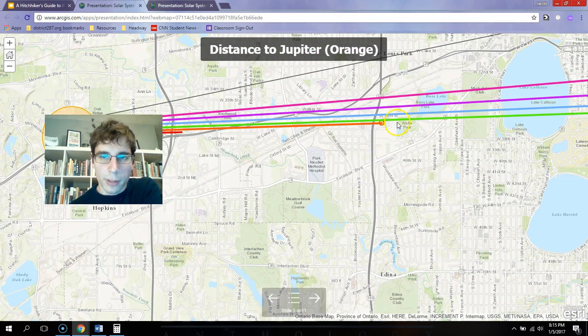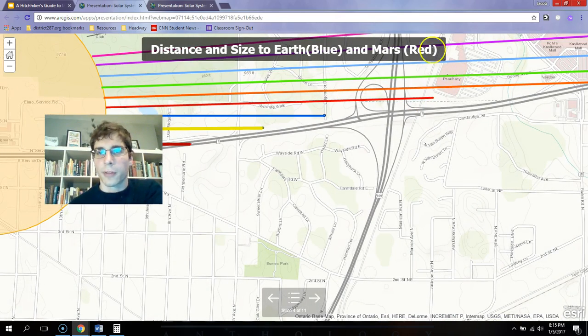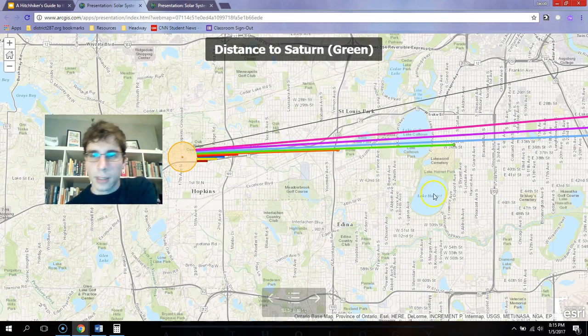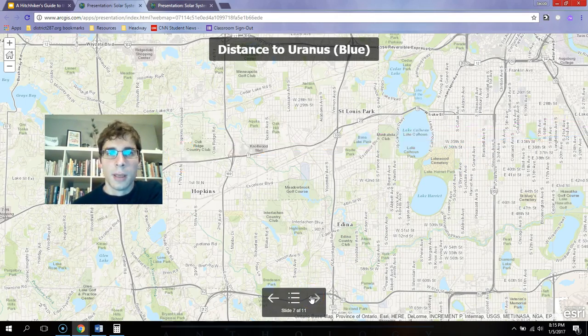If we look at Jupiter, that's going to be all the way into St. Louis Park now. So quite a bit further than our first 4 planets here. And again, Mars, the red one, is our furthest terrestrial planet. And then Jupiter is our first gas giant. And then we're going to have to go out even further to get to Saturn, which, if the sun is 1 kilometer, is going to be all the way in Uptown in Minneapolis. So we're getting pretty far away now.